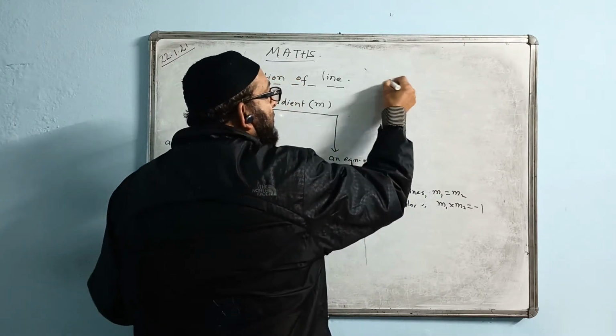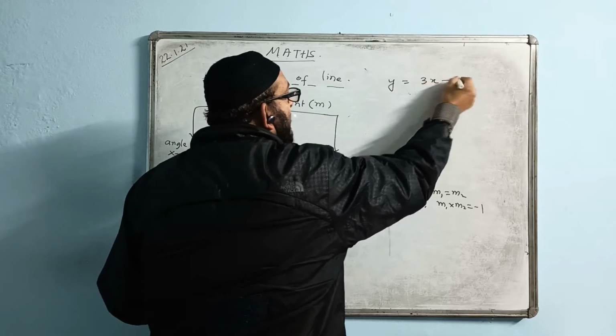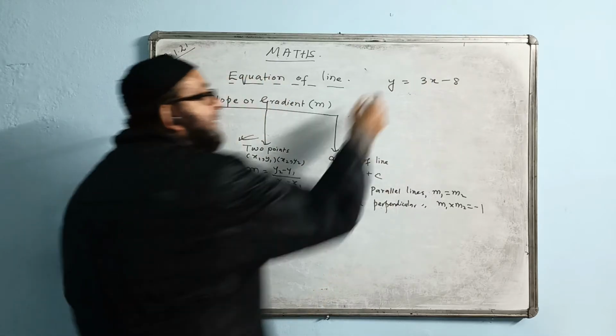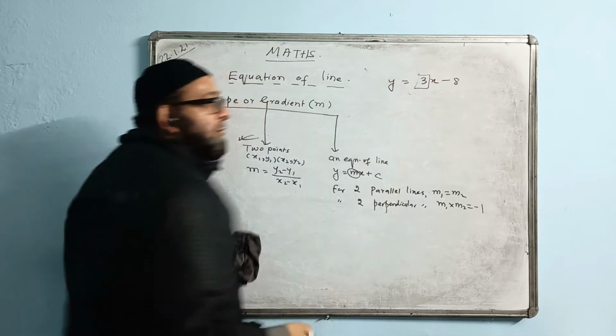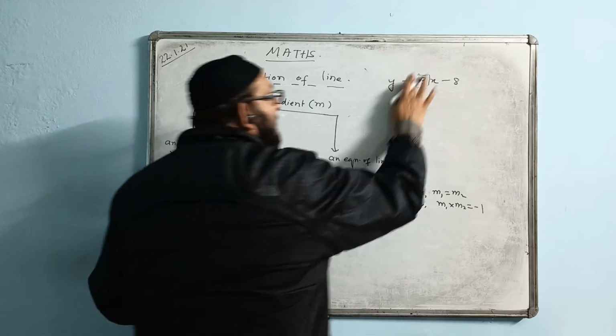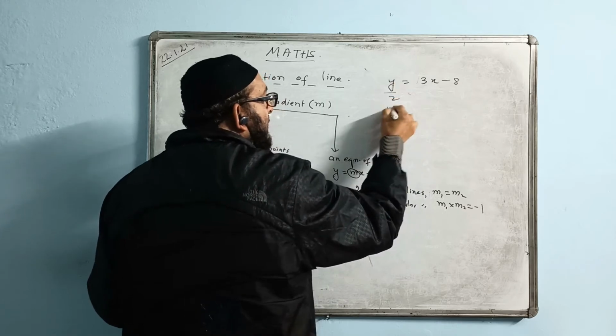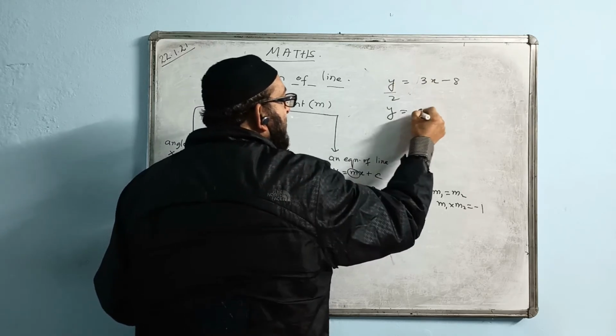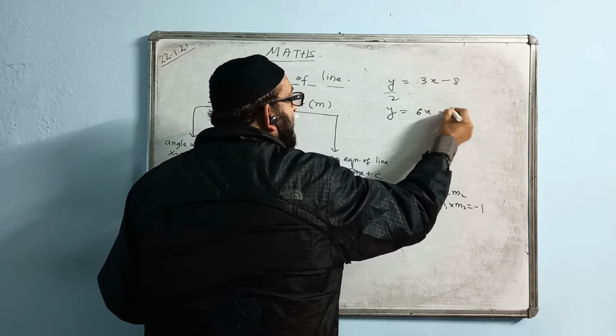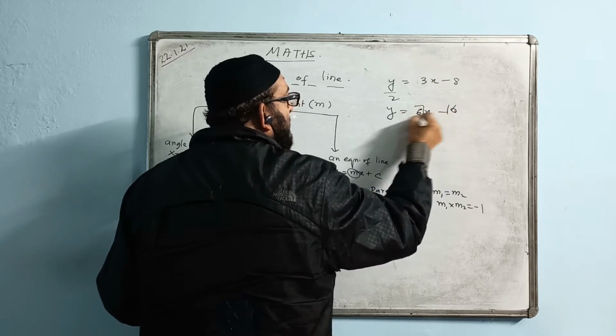If y is already given like this, 3x minus 8, what is the value of the slope? We already have y as the subject, so the value is 3. If it is given as y by 2 is equal to something like this, make y the subject. Cross multiply. 2 times 3 is 6x minus 16. Minus 16. This is the value of the slope: 6.